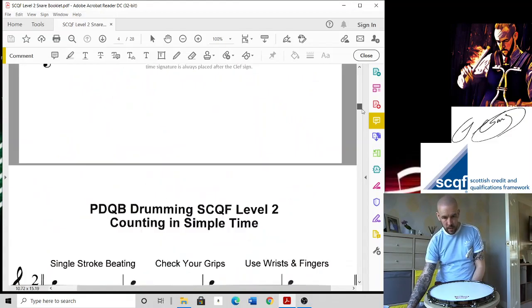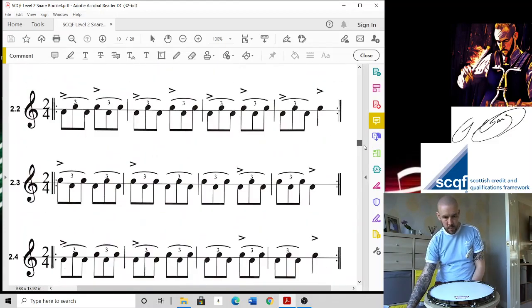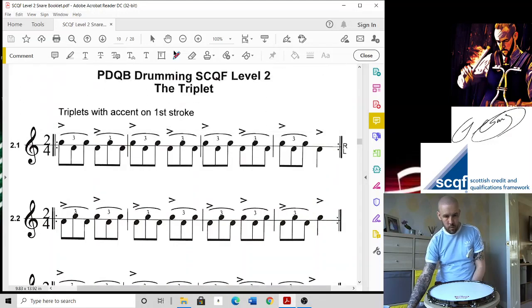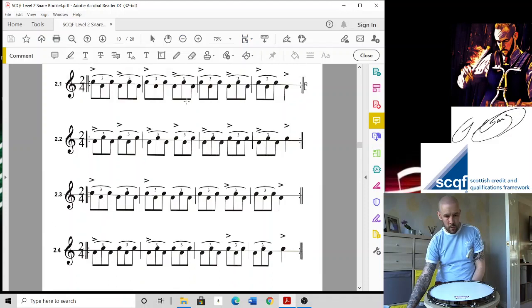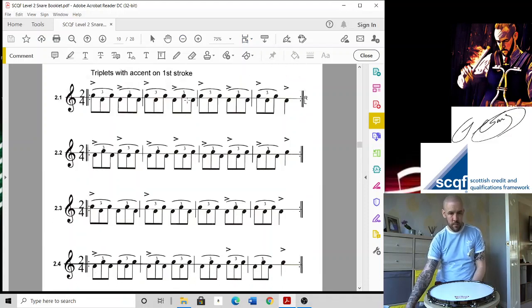So let's find it. Where is it? Oh, way past it. Here we are. There's the triplet, and we'll zoom out so you can see the whole page. There. So that's all the exercises there.